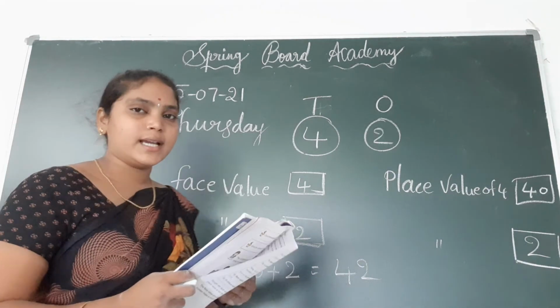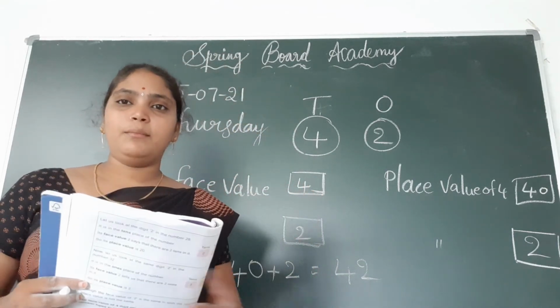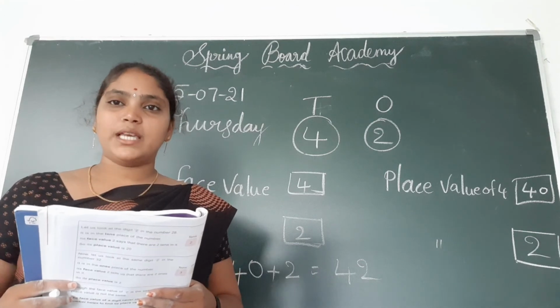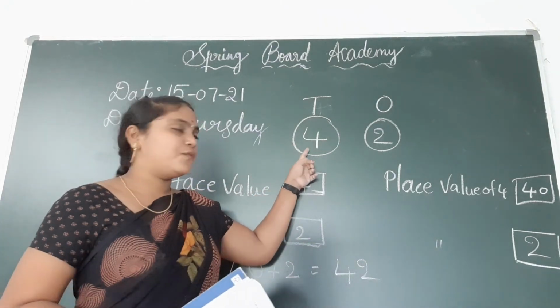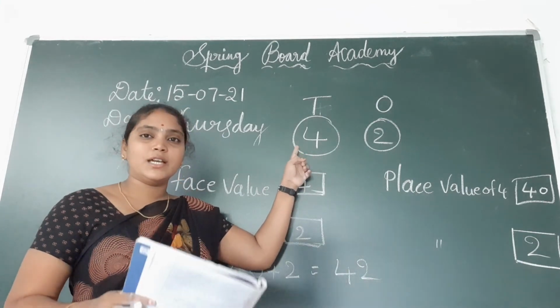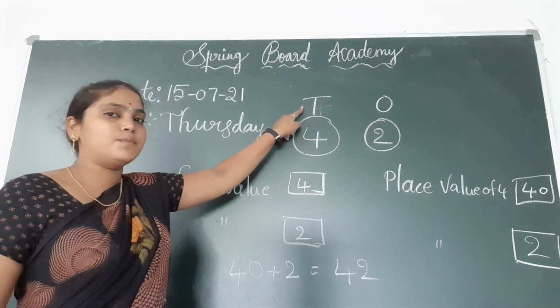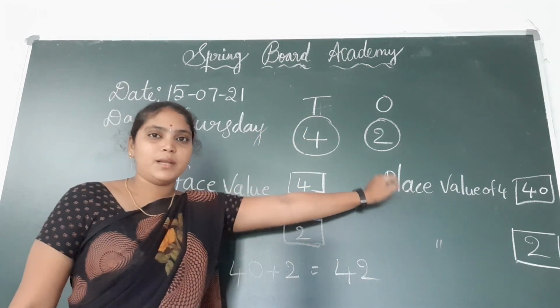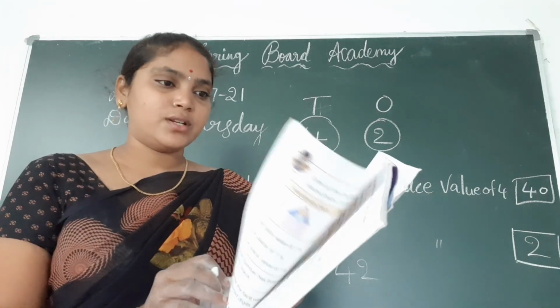Okay, children, once again I am repeating. Face value means you just have to write the same digit. Now coming to the place value, you have to identify the place first. For example, here 4. You have to check whether 4 is in the ones place or tens place. Here 4 is in the tens place. So the place value of 4 is 40. Like that you have to complete the next one, children.